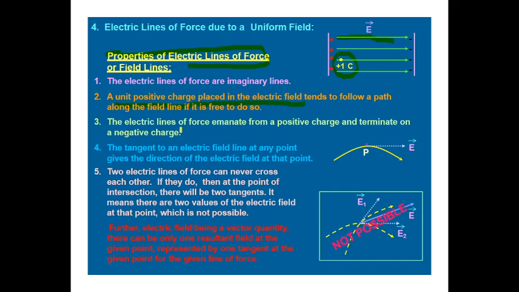Third property: an electric line of force emanates from the positive charge and terminates at the negative charge. It starts from the positive charge and ends at the negative charge. The tangent to an electric field line at any point gives the direction of the electric field. This is a curved electric field line, and the tangent at this point P gives the direction of the electric field.